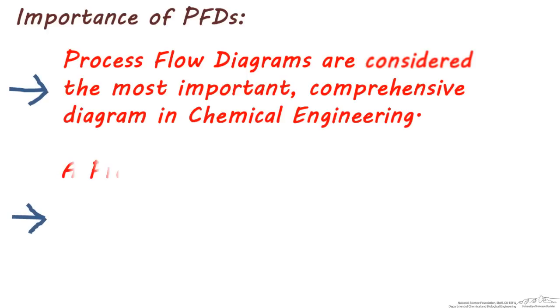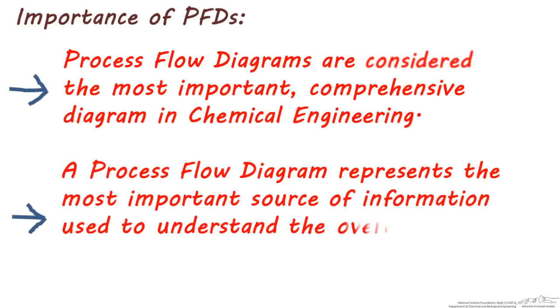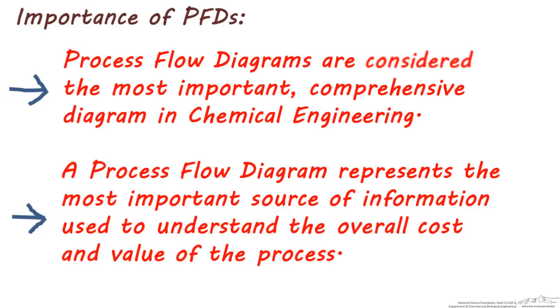This diagram is so important because it represents the main information necessary to understand what it will take to build the process. If we know what product we want to make, how much we should make, and a general understanding of the equipment requirements, we can see very quickly if we're able to make a profit with the process.